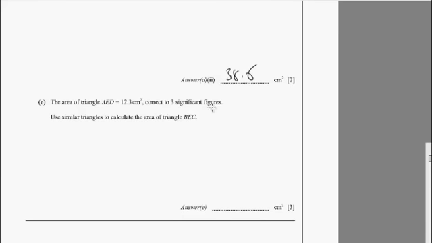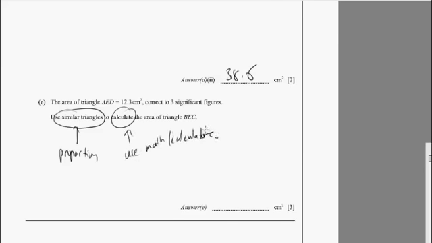And the next question is: the area of the triangle AED is equal to 12.3 centimeters squared, correct to 3 significant figures. Use similar triangles to calculate the area of triangle BEC. Okay, similar triangles. So when we see something like this, we're thinking about proportion. Proportion, yes. And calculate, meaning we've got to use math, calculators, etc. This gives you a hint of the kind of process or procedures you're going to have to do.